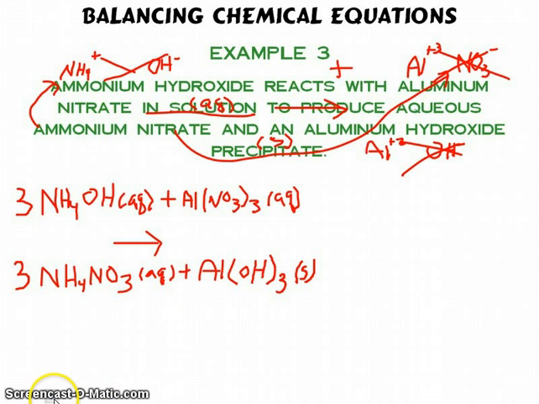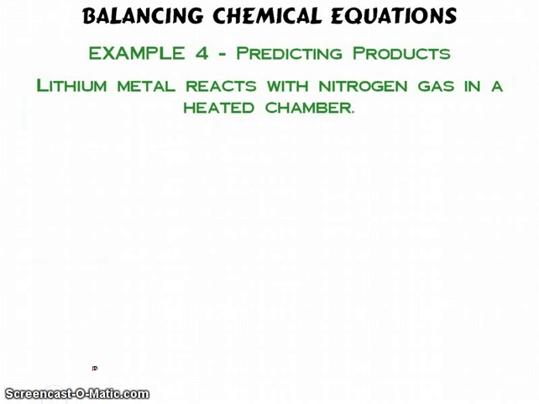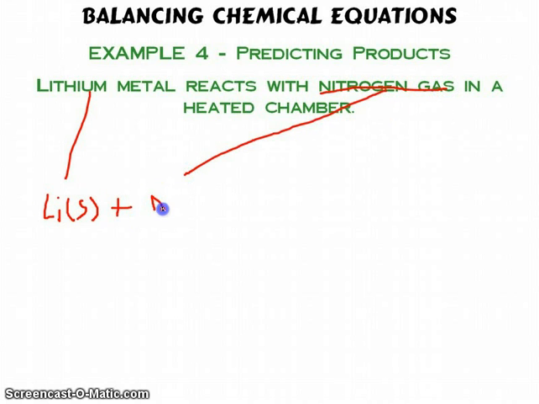And then finally, the most complicated thing you'll be asked to do is to not only convert things from words, but to also predict the products. And this is going to require you to be able to tell what type of reaction something is. If we're looking at lithium metal, that is Li solid. Metals are solid at room temperature. Reacts with nitrogen gas. Nitrogen gas is a diatomic, HNO and group 7A. The halogens are all diatomics.